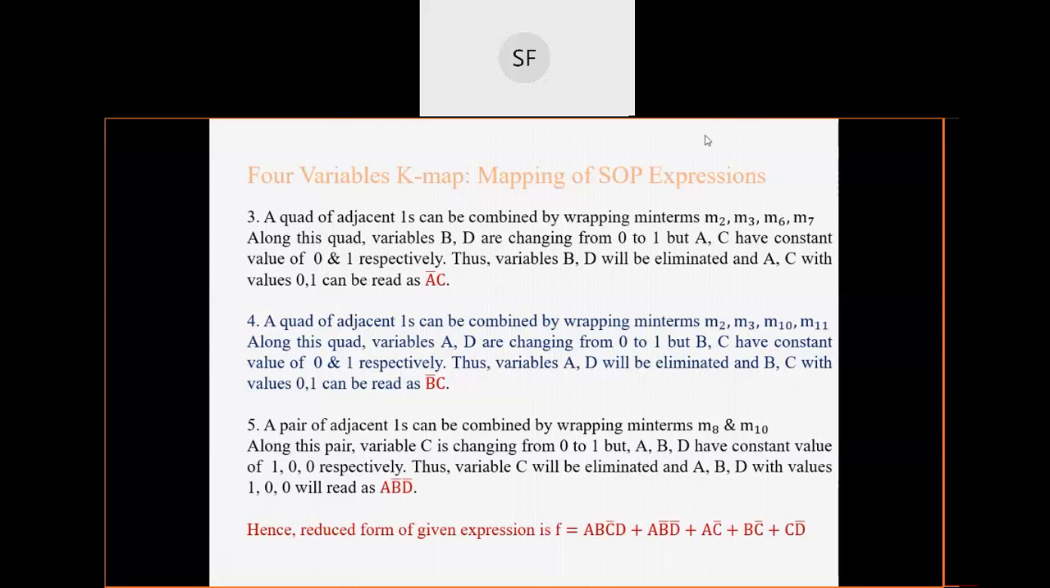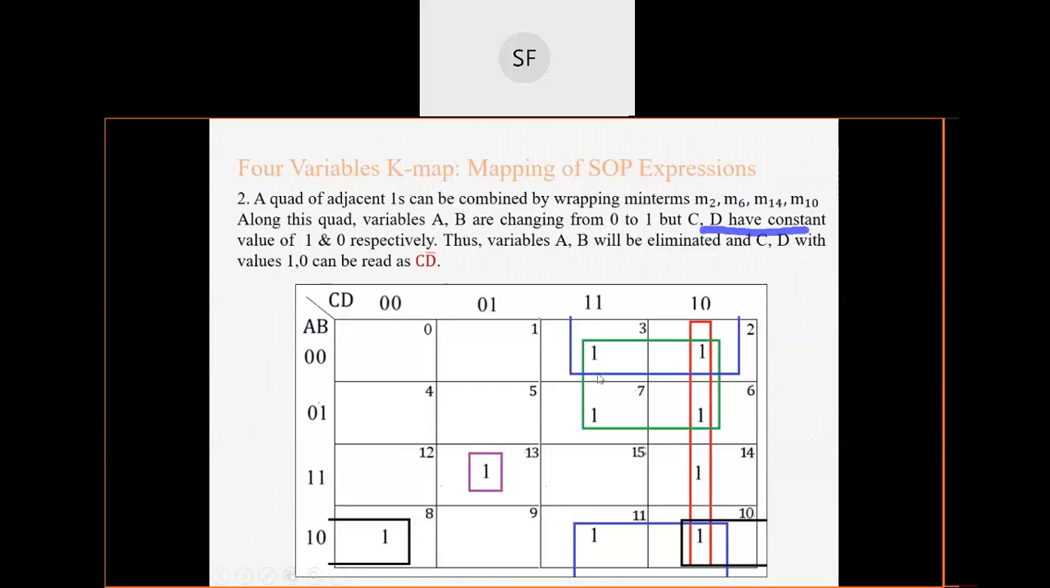Then again you can observe here a quad; the next quad is formed by M2, M3, M6 and M7. So I will again move back. Point number 3 is talking about the green quad.